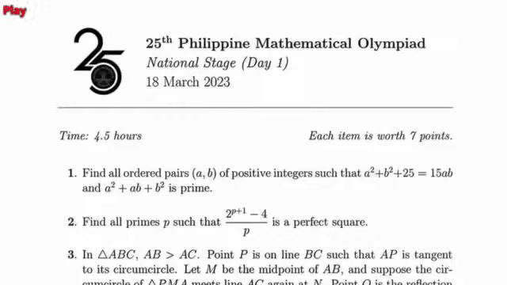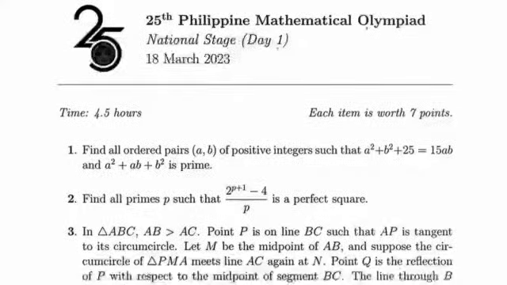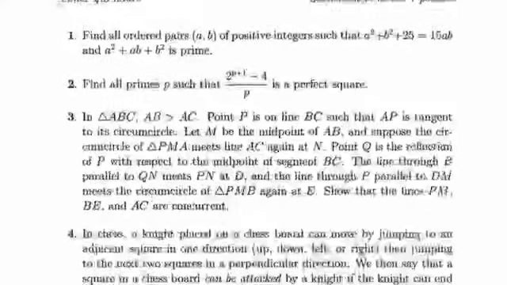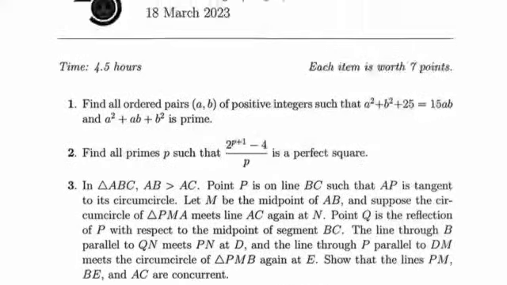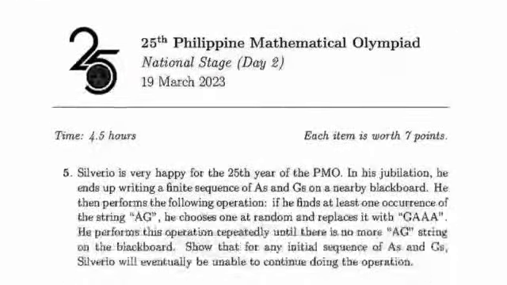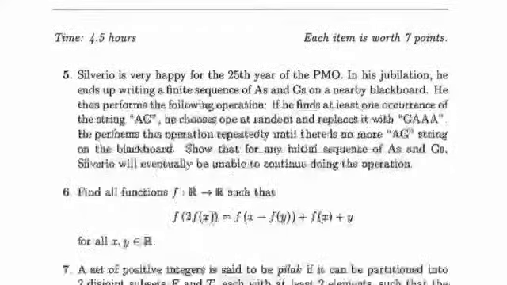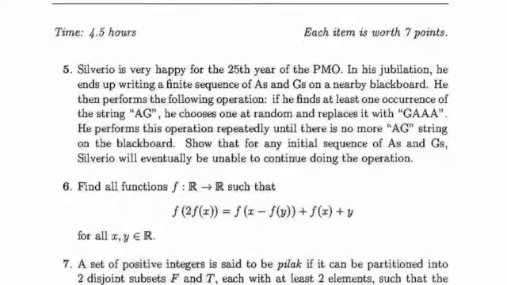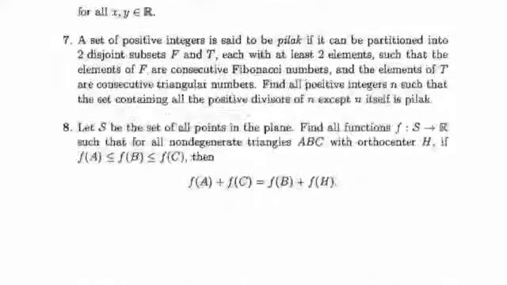In this video, we want to solve all problems of the 25th PMO, Philippine Mathematical Olympiad National Stage, day number 1 and day number 2, 2023. There are 4 problems in each day. The time is 4 hours and a half, 4 problems like this, and for day 2, we have again 4 hours and a half for time, and we have 5, 6, 7, 8.